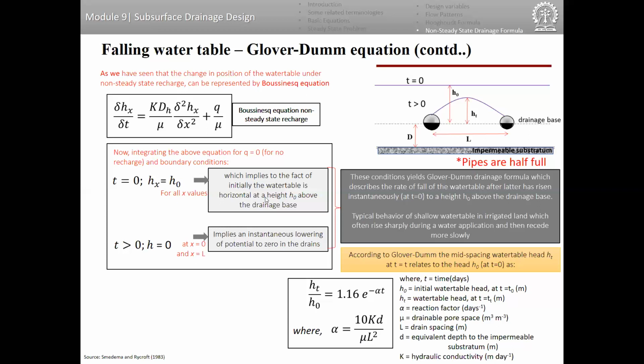These two conditions yield the Glover-Dumm formula. It describes the rate of fall of the water table after the water table has risen to one particular level at time t equal to 0, and then it is depleting. So it represents the typical behavior of a shallow water table in irrigated land, which often rises sharply to this level and then slowly depletes. Using this equation, we can represent these two cases.